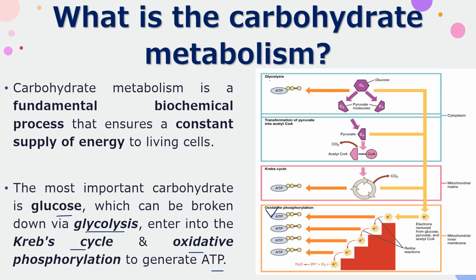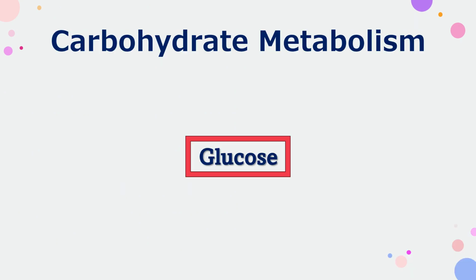So three major reactions are: one is glycolysis, which takes place in the cytoplasm, then we have the Krebs cycle, which occurs in the mitochondrial matrix, and then we have oxidative phosphorylation, also called the electron transport chain, that is present on the mitochondrial inner membrane. So these are the basic reactions.